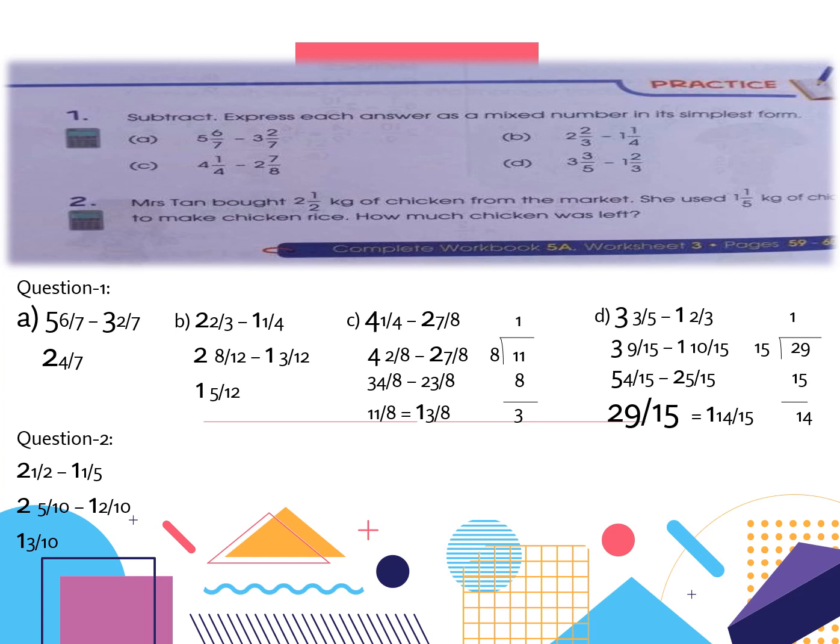So for that purpose, we multiply and divide 1 over 2 by 5. So it becomes 5 over 10. And multiply 1 over 5 by 2. So it becomes 2 over 10. Now we have 2 whole number 5 over 10 minus 1 whole number 2 over 10. After subtracting the whole numbers, we have 2 minus 1 is equal to 1, and 5 minus 2 is 3, and the denominator comes out as is, so we have one whole number 3 over 10.